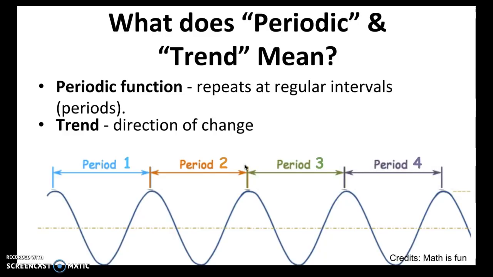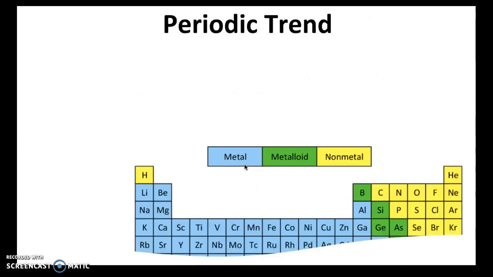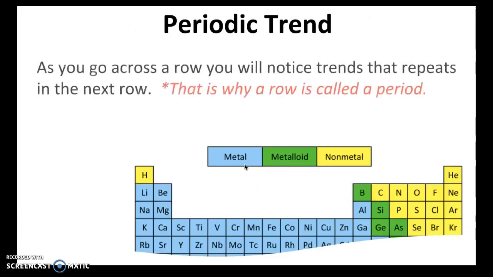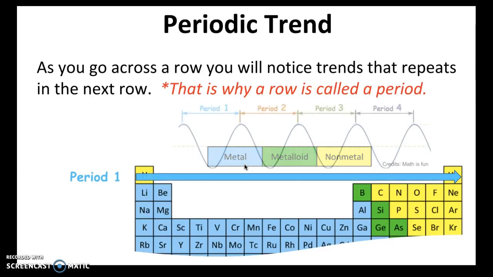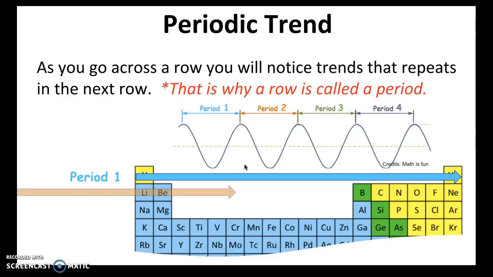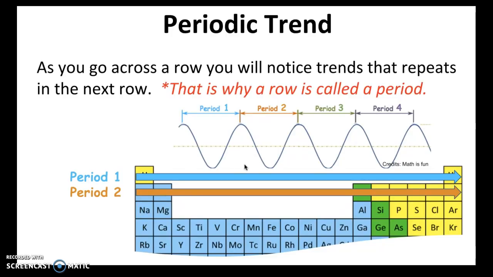So that idea of finding repeating intervals is also evident in the periodic table. As you go across a row, you will notice that there are trends that repeat in the next row. For example, if you go across period 1, there are certain patterns that repeat in terms of the atomic masses, like they're either all increasing or all decreasing as you go across the periodic table. As you go across period 2, the same pattern will emerge.